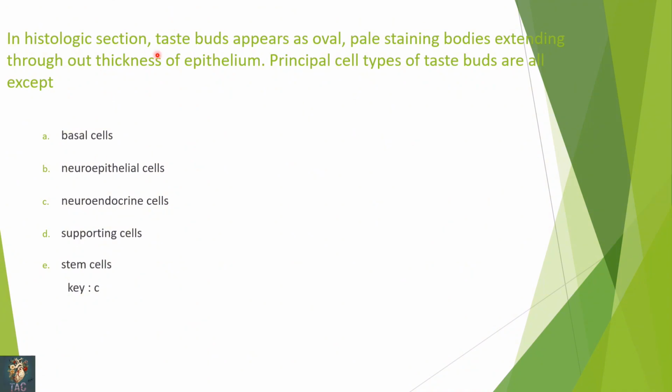Next: in a histological section, taste buds appear as oval pale staining bodies extending throughout the thickness of the epithelium. The principal cell types of the taste buds are all except: basal cells, neuroepithelial, neuroendocrine, supporting and stem cells. Please remember, neuroendocrine cells are present in the GIT. They are not part of the taste bud.